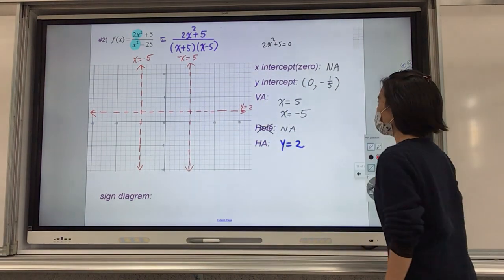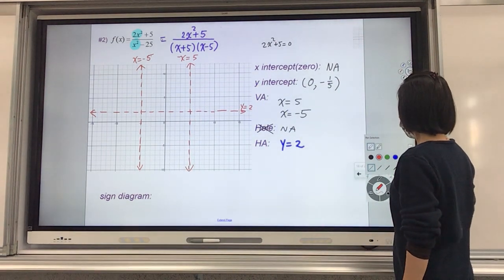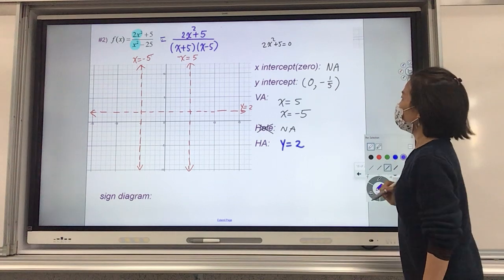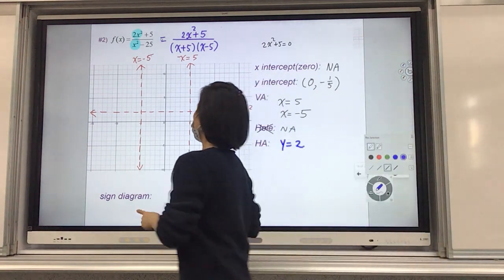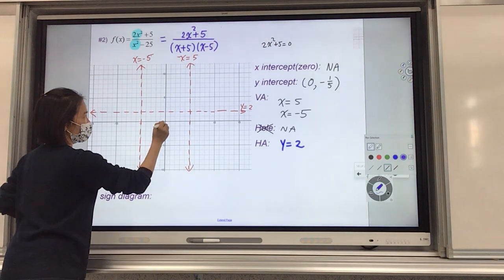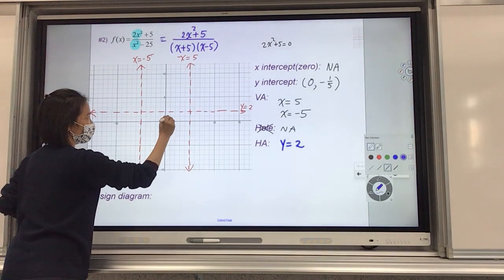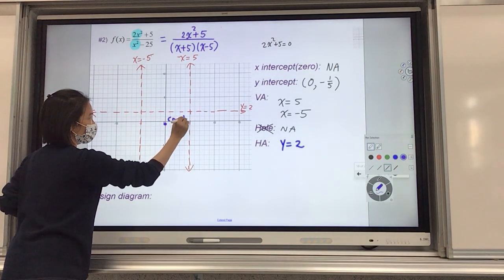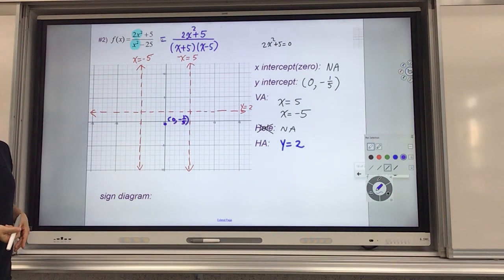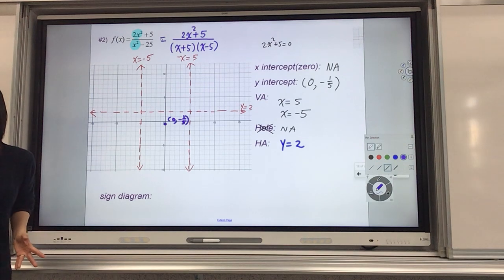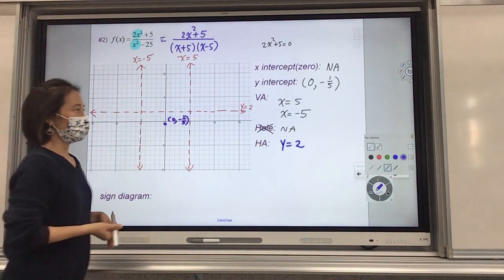Okay, I'm ready to plot (0, negative 1/5). This is not a clean point, so I'm going to label it. And that's it. That's the only point I have. Okay. Fair enough.